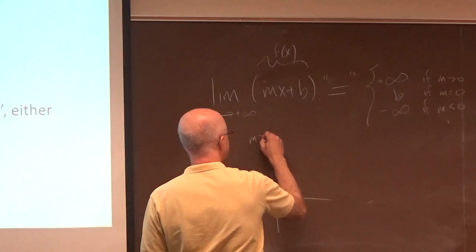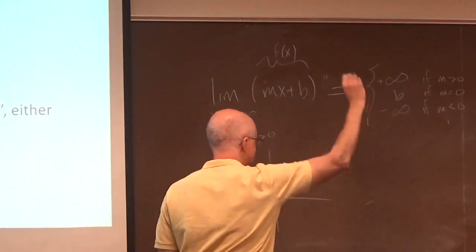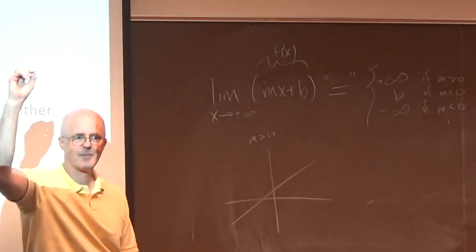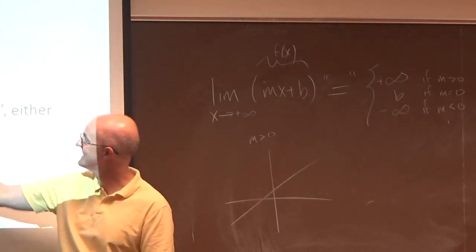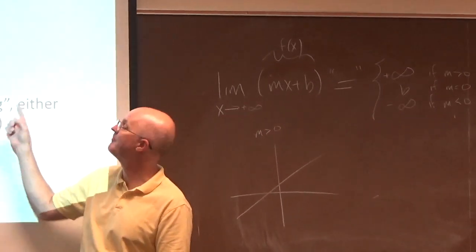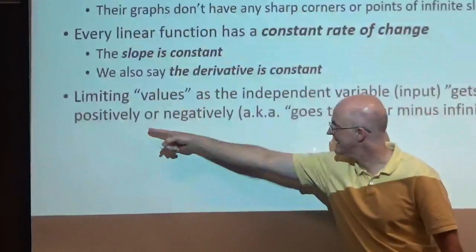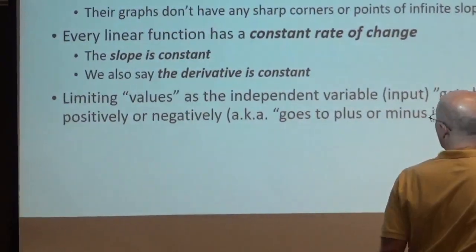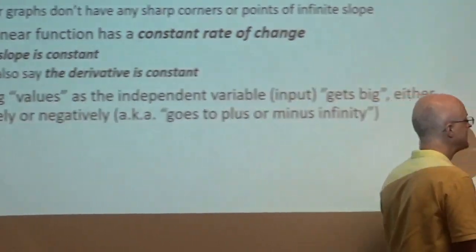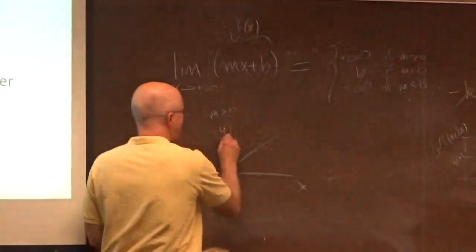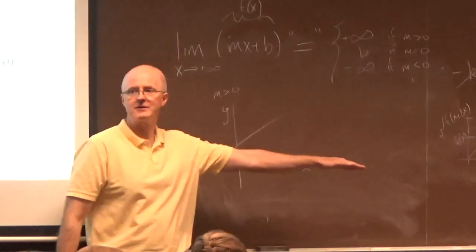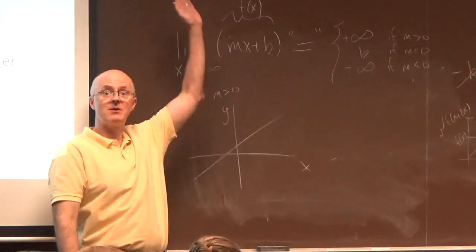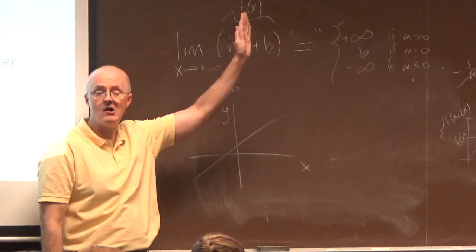If m is positive, the graph has a positive slope. As x gets big positively, focus on positively, what is the limiting value of y? As x continues to get bigger and bigger, you move further and further to the right, what happens to y? It keeps going up and up as well.